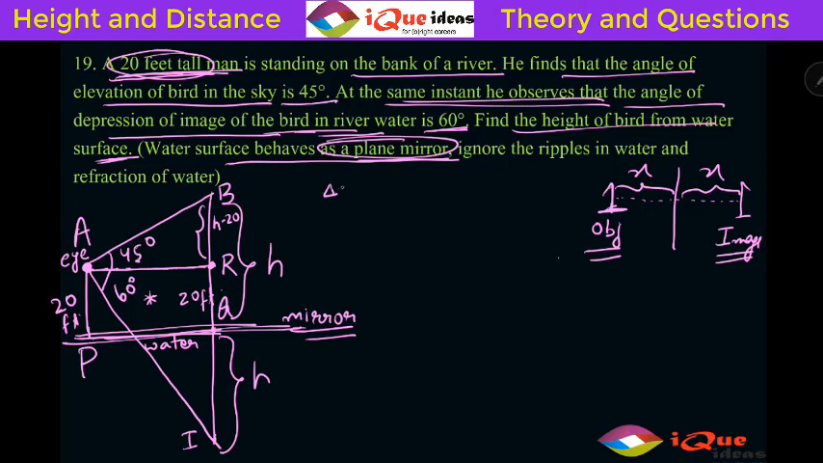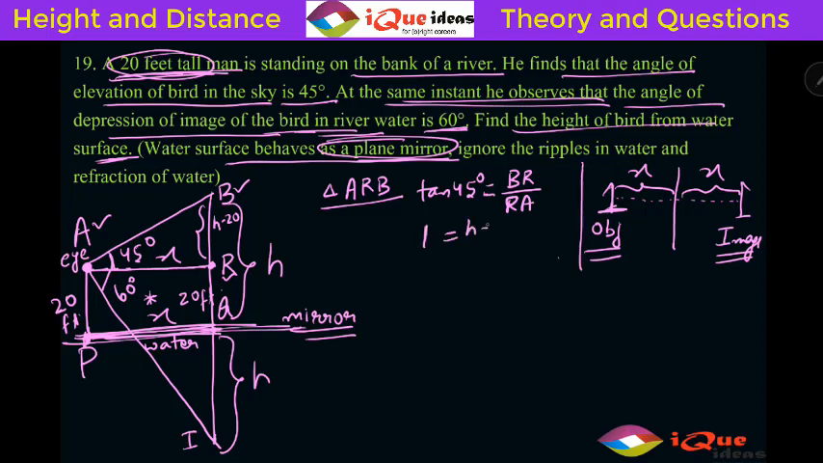So look at the triangle ARB. Try to find where it is. This is A, this is R, and this is B. In the triangle, the angle is 45 degrees. So let's say the distance between the man and the bird, let's say it is X. So this is also X. So in the triangle ARB, tan 45 degrees will be equal to BR upon RA, right? Now tan 45 degrees is 1, BR is h minus 20, RA is X. So we have X is equal to h minus 20.